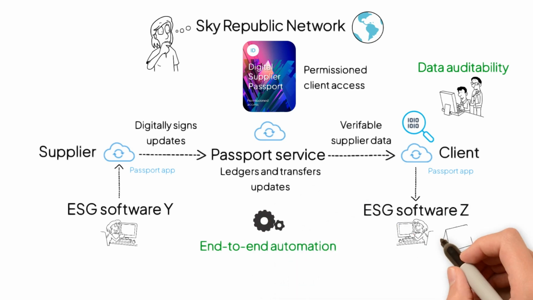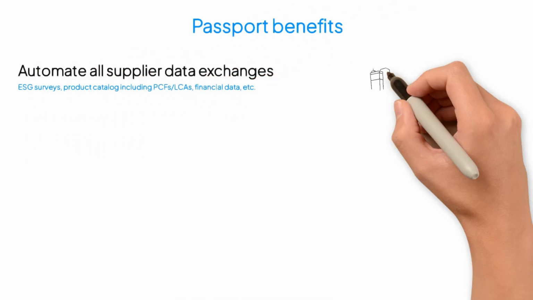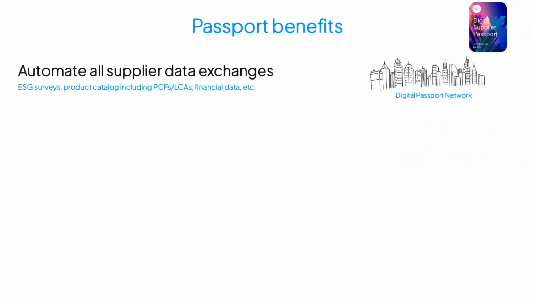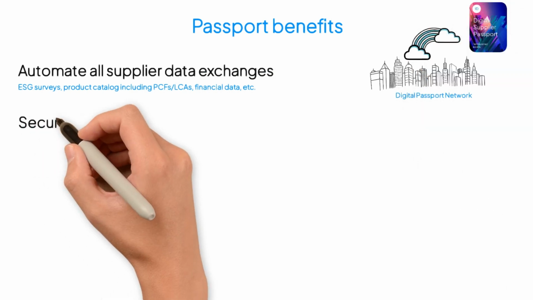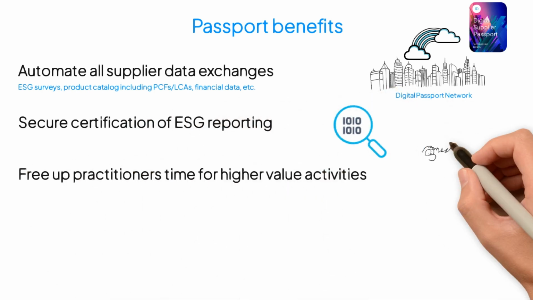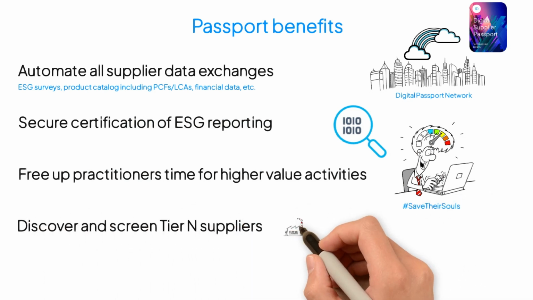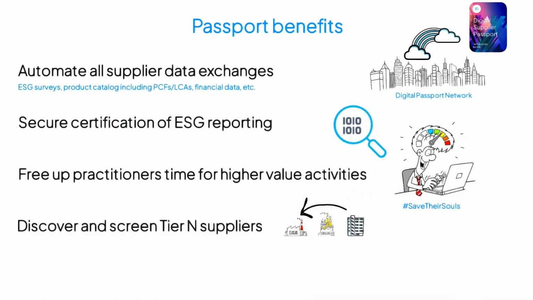All data exchanges are automated, and clients can monitor supplier records year-round. The revolutionary Passport app automates the exchange of any kind of supplier data across supply chain networks. Secure your ESG reporting certification by using auditable supplier data. Free up sustainability practitioners for higher value activities. Discover and screen your tier-N suppliers, with previous tiers' consent.